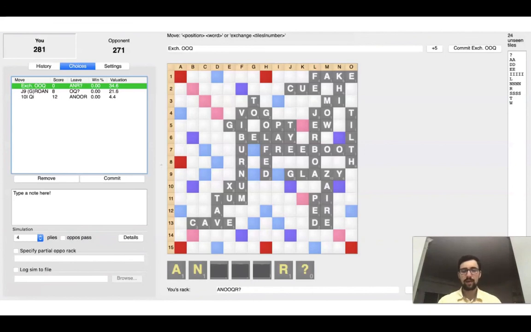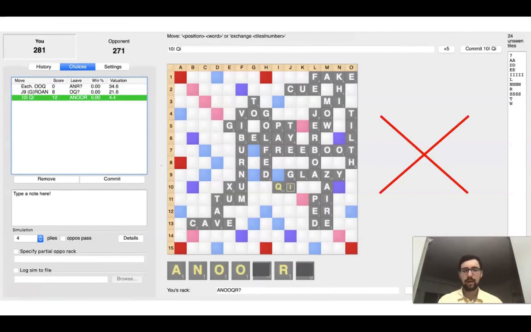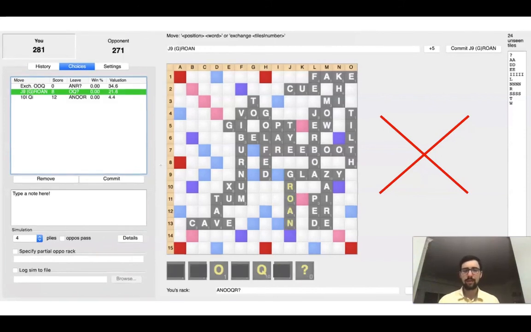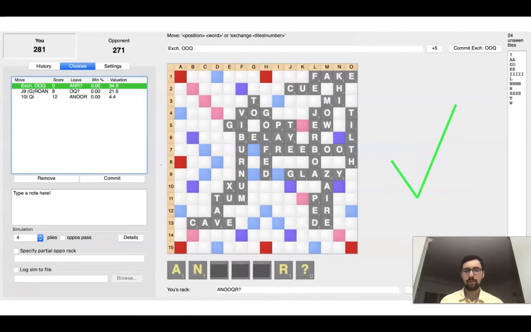Now, in this case, you definitely don't want to play QI. As we discussed, the blank is worth 26 points, so you should never ever be spending it for 12 points when you can just as easily exchange the tiles you don't want and keep the blank. So QI is definitely out. As for GROWN, it does keep the blank, but keeping the Q is a real liability, as we've discussed. So for only 8 points, you're much better off just exchanging tiles, keeping the blank, and leaving yourself a great shot to bingo on the next turn.